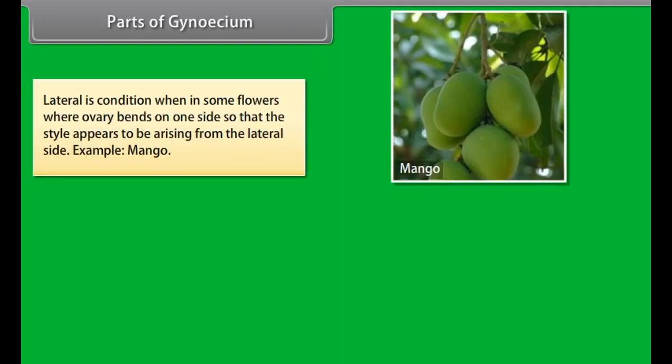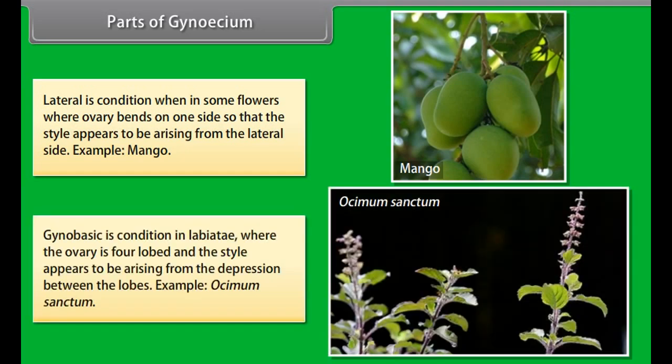Lateral is the condition in some flowers where the ovary bends to one side, so that the style appears to be arising from the lateral side. Example, mango. Gynobasic is the condition in Labiatae, where the ovary is four-lobed and the style appears to be arising from the depression between the lobes.